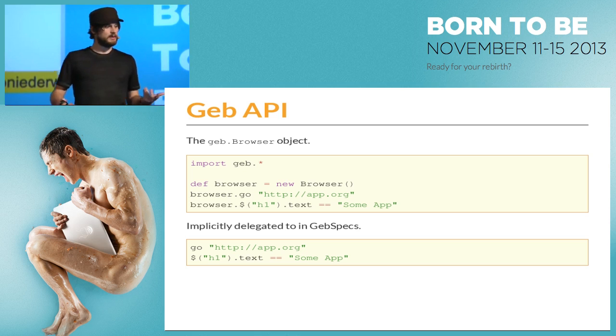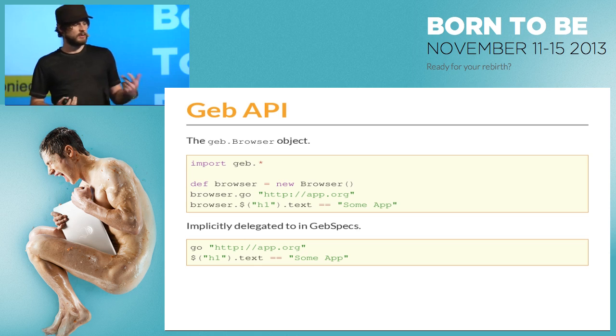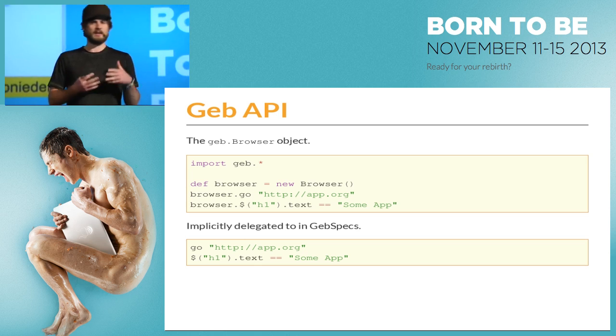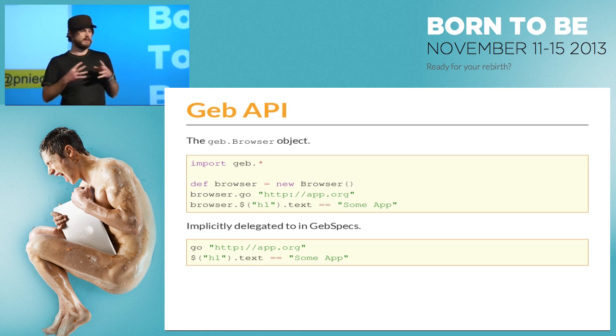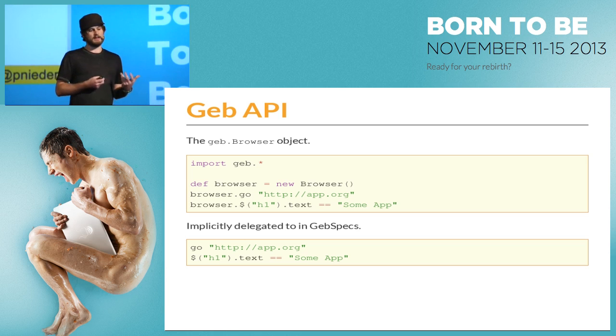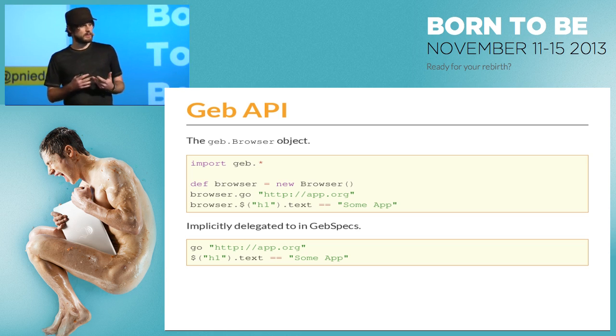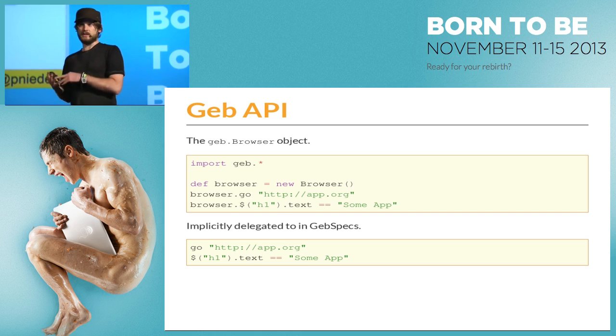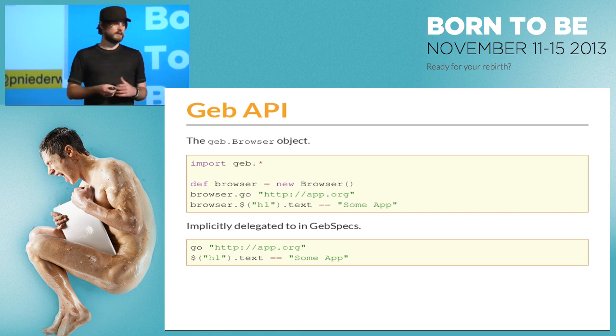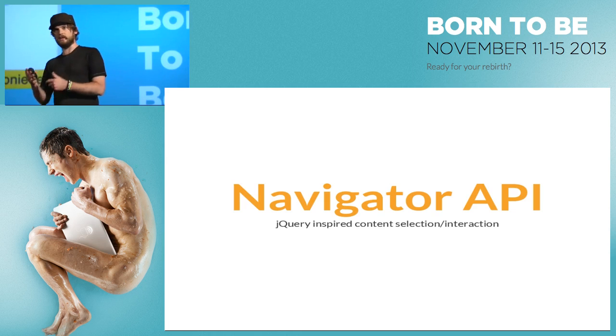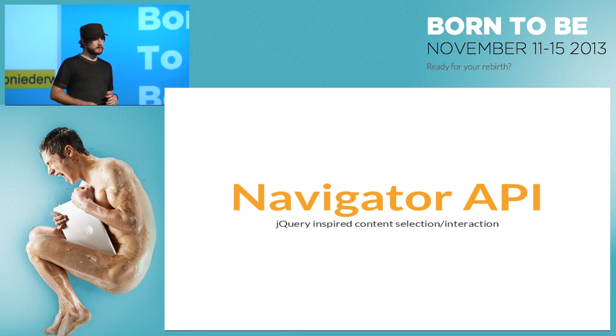And this dollar method, which we were passing a selector to, which we'll come back to, to grab content out, is going via this browser object. So it's really the center of the API. And in a Geb spec, or in other situations where you might be using Geb, that's just implicitly delegated to. So you very rarely see browser.go or browser.dollar, just go, and it all works. That's one of the things you get with the Geb Spock integration.